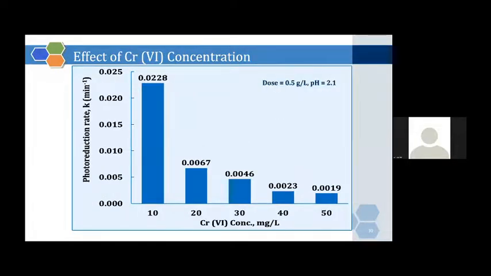To study the effect of chromium concentration, 0.5 gram of catalyst was used, and the initial chromium concentration ranged from 10 to 50 ppm. By increasing chromium concentration, the rate of reaction is decreased, as the radicals are insufficient to react with hexavalent chromium, due to the fact that the photocatalyst could give only a definite number of active sites, and the catalyst would be disabled with high concentration.